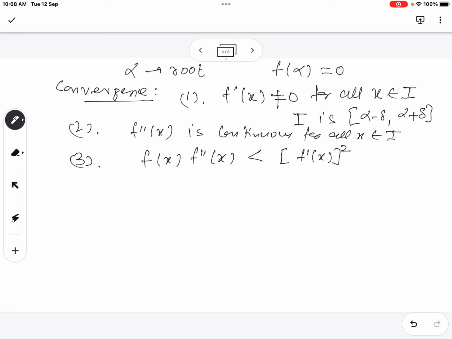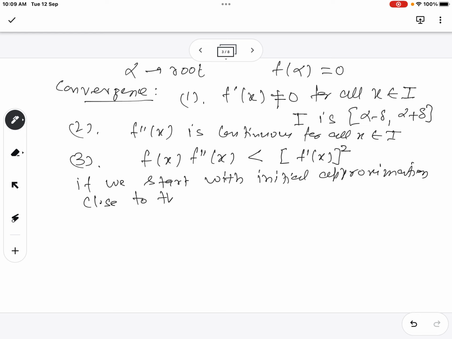So the successive approximations will converge to the root if we start with an initial approximation close to the root. Now how we have got this third condition, this is what we are going to see.